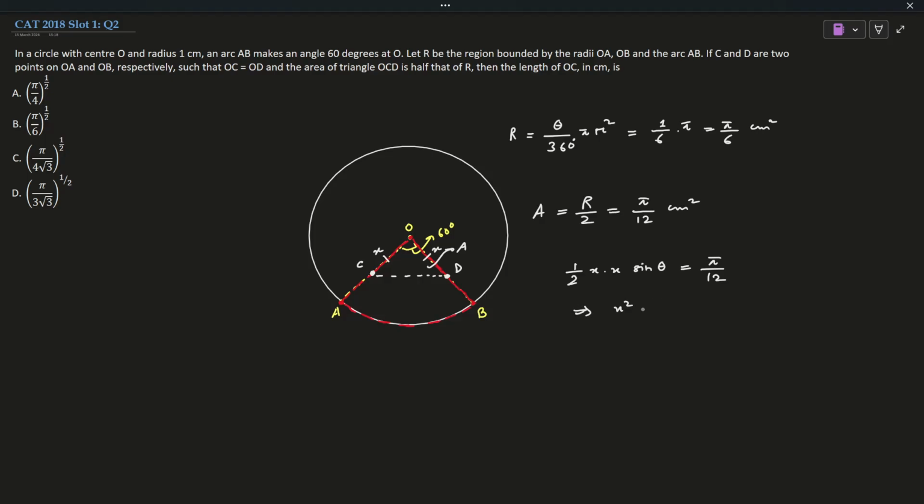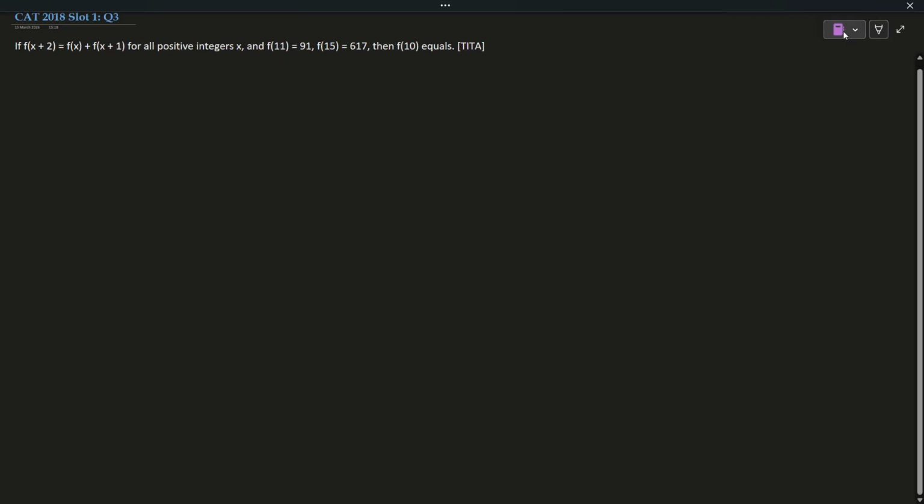x square sine 60 is root 3 by 2, and I already have a 2 in the denominator, so it is 4 pi by 12, so 3. So what is x? x is equal to (pi by 3 root 3) to the power half. Option D. Another easy question. Let's move on to the third question.